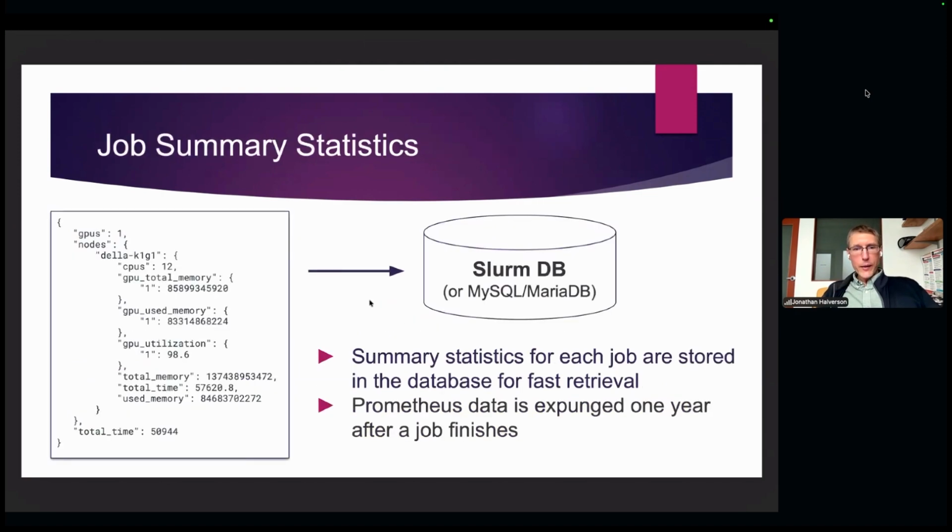And then as Josko mentioned about the summary statistics, when a job finishes, the data is in JSON format, and we base64 encode it, compress it, and then it gets stored into the admin comment field in the Slurm database. This way, if you run the Jobstats command on a completed job, it'll do a quick lookup because it's already done the queries and stored that already. And then after about a year, we have to get rid of the Prometheus data because we're sampling every 30 seconds. And in some cases, we're taking tens of quantities. And so it adds up, and we expunge it after a year.